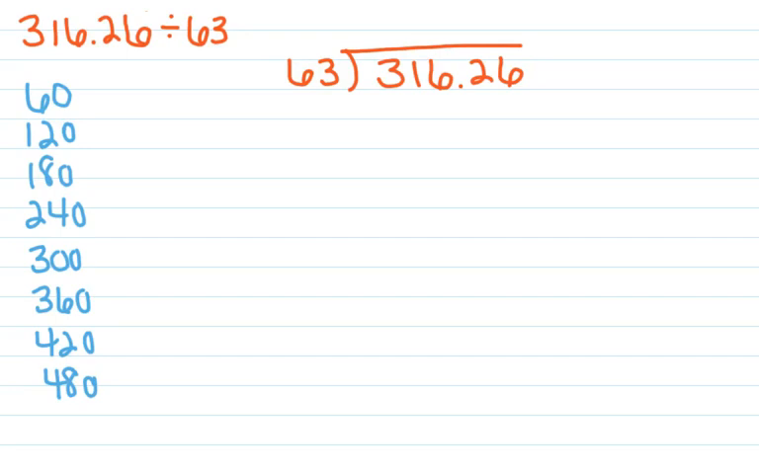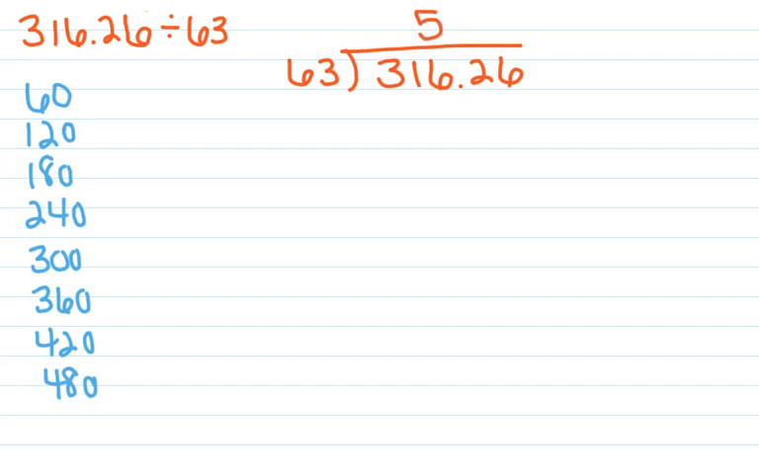All right. First step, how many times does 63 go into 3? It doesn't. It also doesn't go into 31. So we have to look at how many times 63 goes into 316. I'm going to use the numbers I just came up with to estimate. I would estimate that it goes in about 1, 2, 3, 4, 5 times, about 5 times until we get close to 316 without going over. So I'll write my 5 right here, and now I need to multiply.